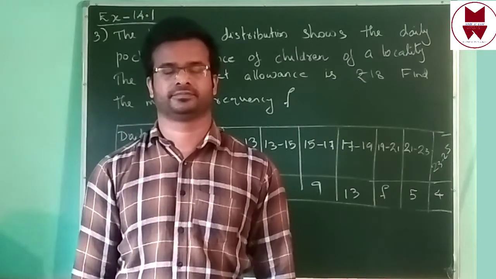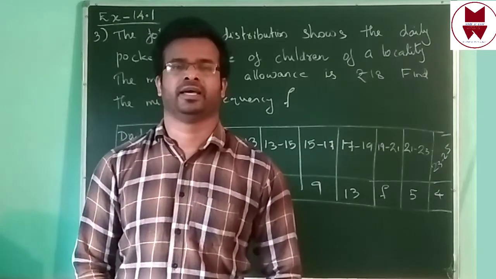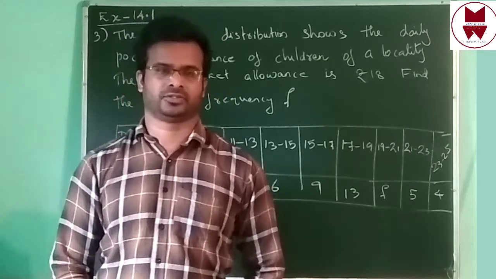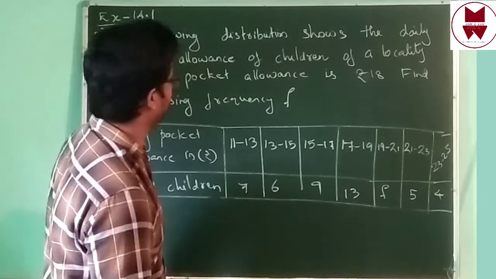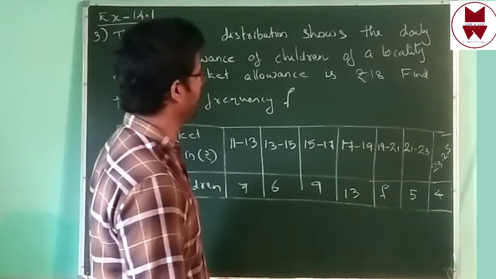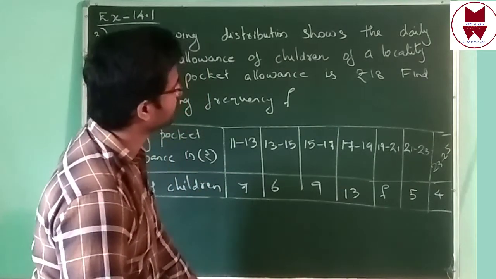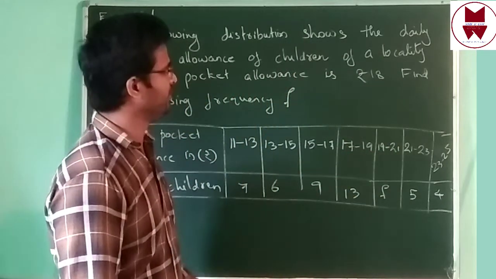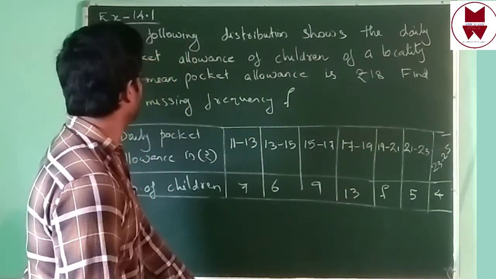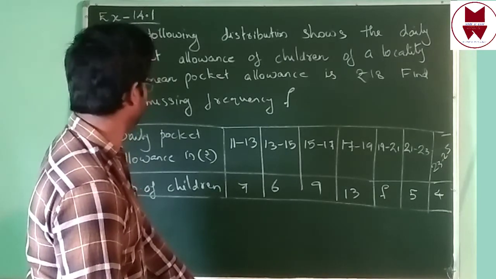Students, today we will study Exercise 14.1, question number 3. The following distribution shows the daily pocket allowance of children of a locality. The mean pocket allowance is rupees 18. Find the missing frequency f.